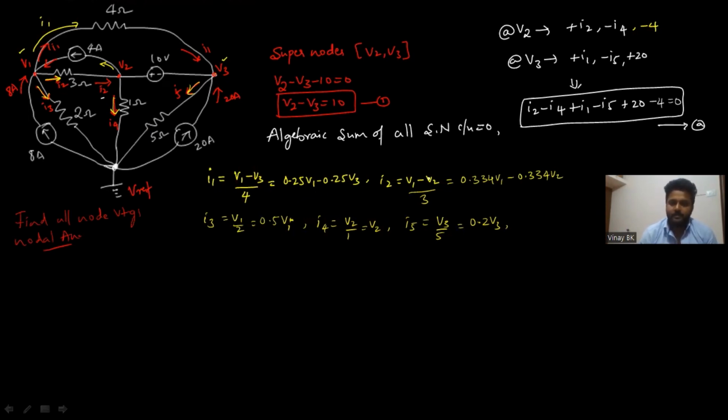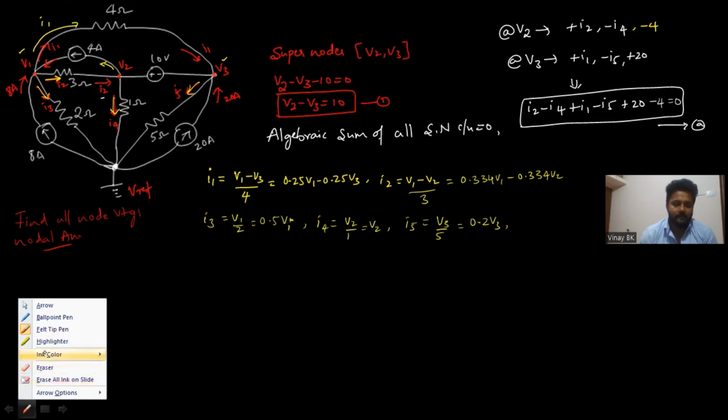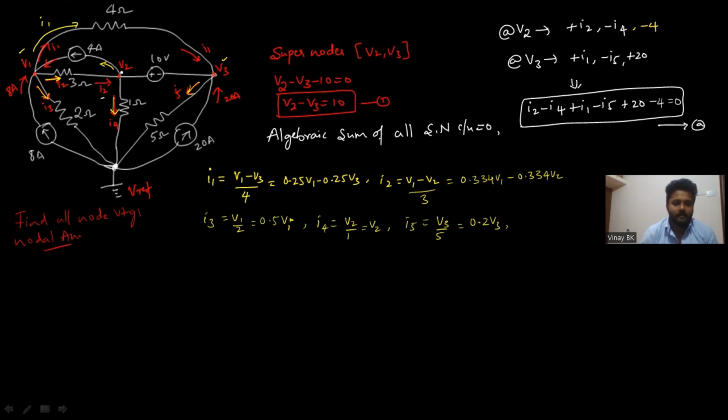Now I want to substitute into this supernode current equation, I2 minus I4, so I'll rewrite it here again. Before that, observe once again: at the V2 node, the algebraic sum of all supernode currents equals 0. At V2, observe the currents. 4 ampere is leaving, so minus 4. I2 is entering, so plus I2. I4 is leaving, so minus I4.